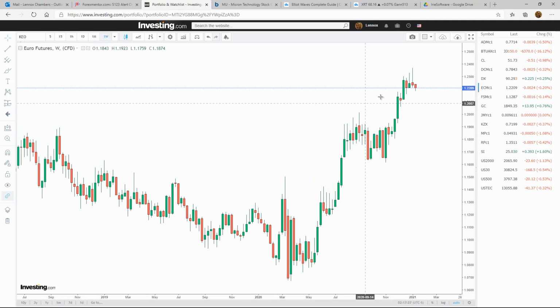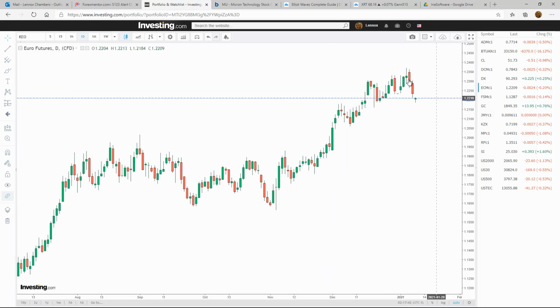Let's go to the weekly. Yes, we are turning around. Are we done with this move? It's possible, but also likely that we could still see one more push to the upside. That's totally possible. But in the short term, we're going to be heading back down.